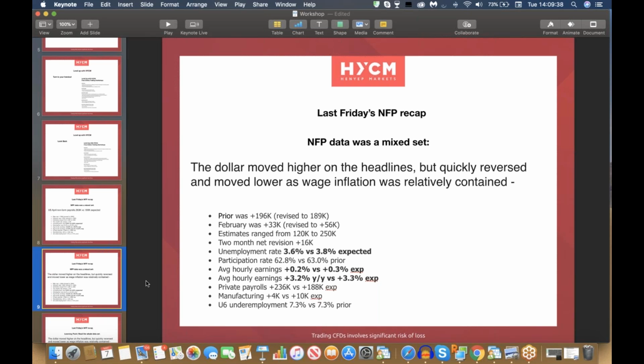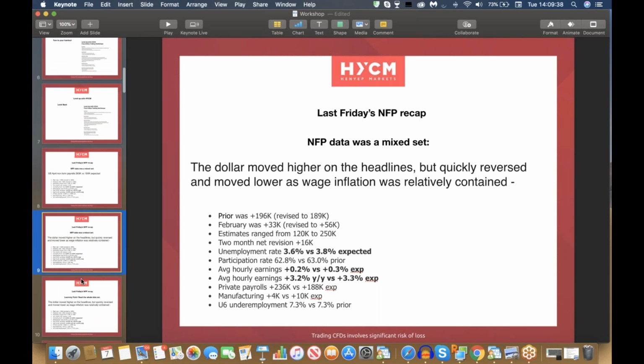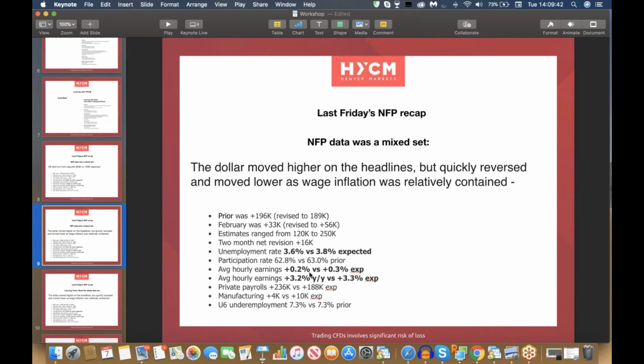Okay, so I put it in bold to show you the key data points that came out. Now, if you look here, you can see the unemployment rate is 3.6% versus 3.8% expected. So that's good, because it means fewer people are unemployed. It's only 3.6% versus 3.8% expected.